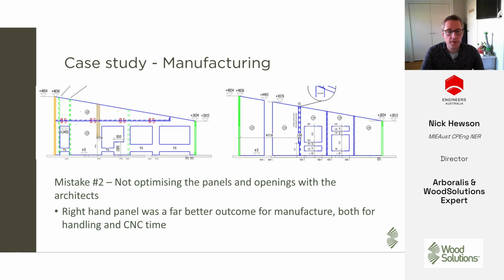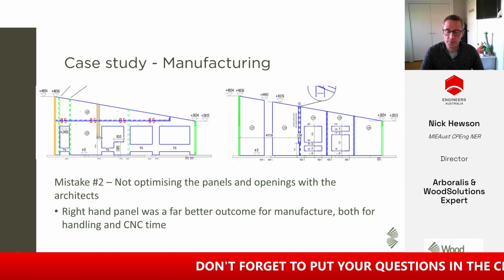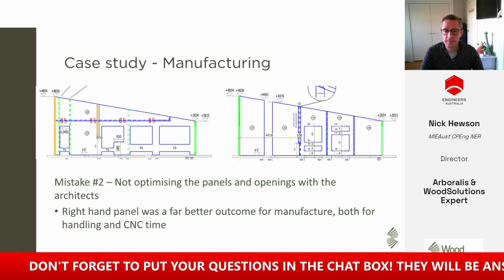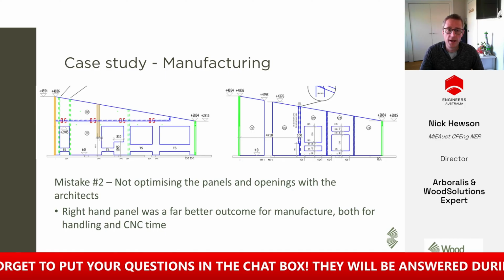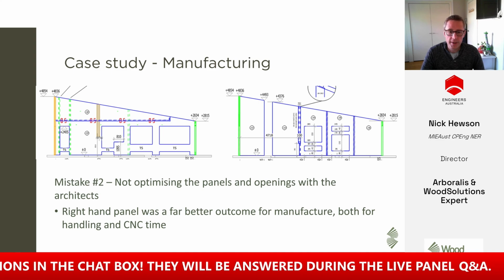Another one was optimizing these openings. Some of these panels got turned into Swiss cheese, were very, very difficult to lift and move. They become quite flexible. So there were certainly some learnings there in how we could have done things better. We could have worked together with the architect early to optimize around the material rather than trying to make the material fit the design.